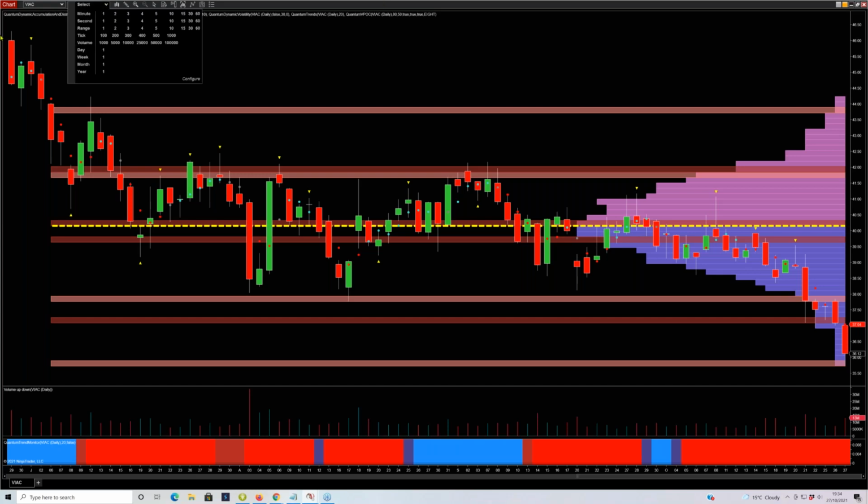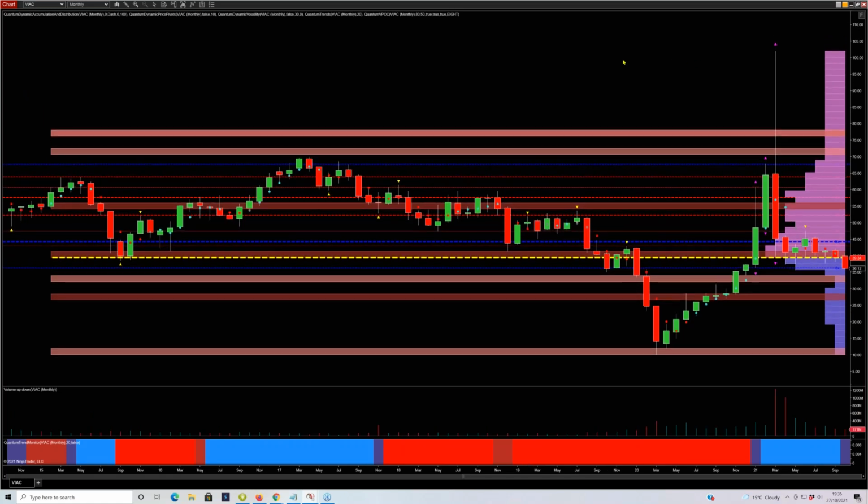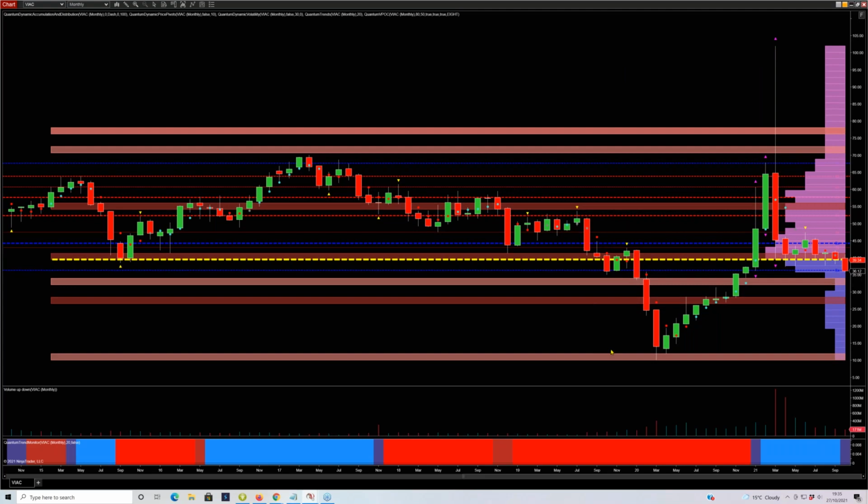VIAC is an interesting one, and certainly one to look forward to maybe putting on. I'm going to keep an eye on this one because there are so many good VPA lessons. If we look at it, this is the monthly chart. It has gone from $10 in 2020. It shot up to 106.